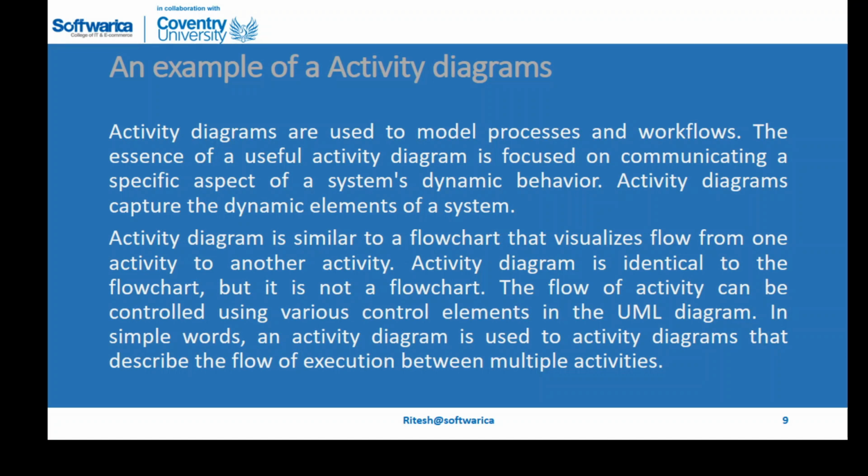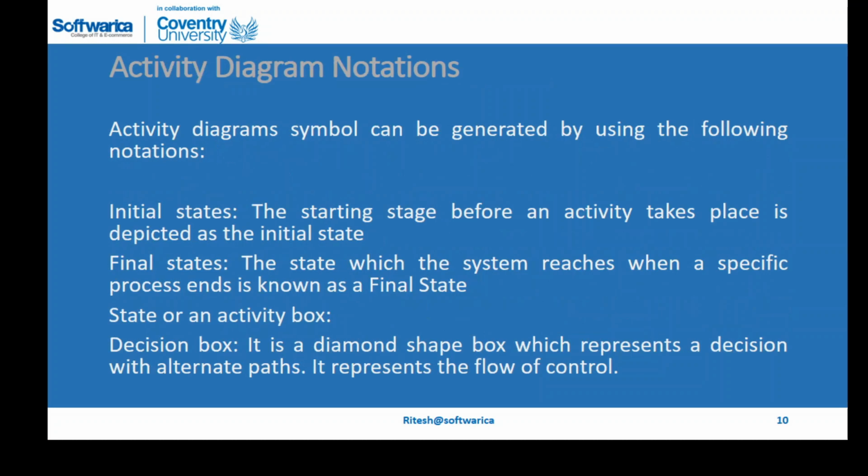An activity diagram is similar to a flowchart that visualizes the flow from one activity to another activity. An activity diagram is identical to a flowchart, but it is not a flowchart. The flow of activity can be controlled using the various control elements in the UML diagram. In simple words, an activity diagram describes the flow of execution between multiple activities.